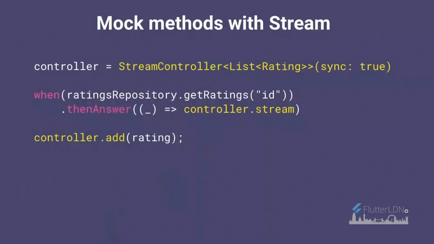With streams, it's similar. You use what is called a stream controller. So with a stream controller, you can have the list of ratings here, and importantly, you need to set sync to true, because then when you're testing, you want this stream to go on the same thread. Then you will return the controller stream. So from the stream controller, you will return the stream when you are requesting the ratings on your tests. And finally, later, you can add the ratings just to see how it's reacting to the data that you are passing.